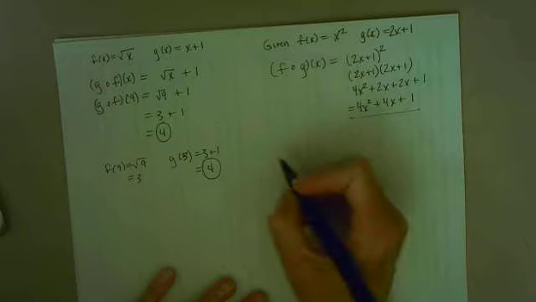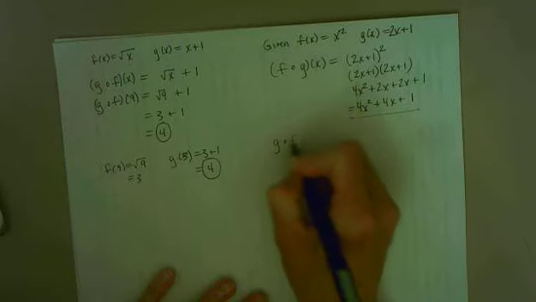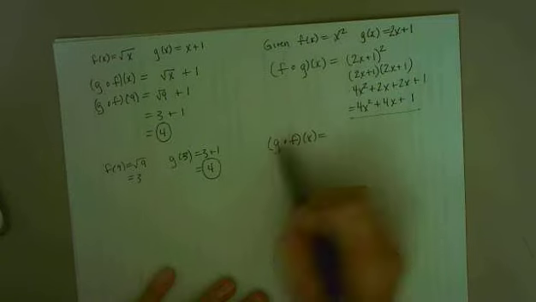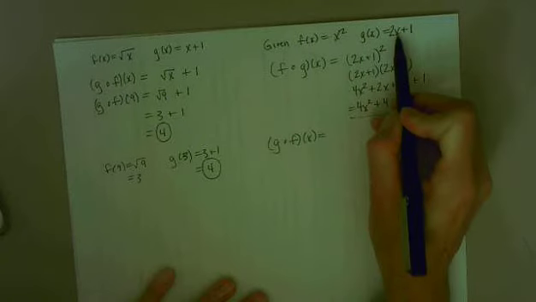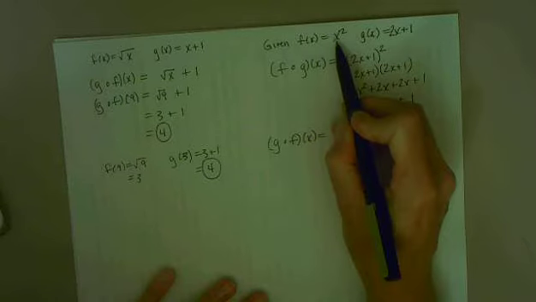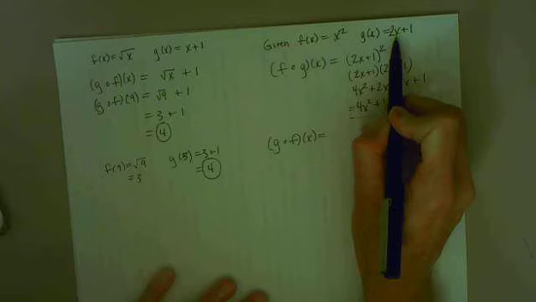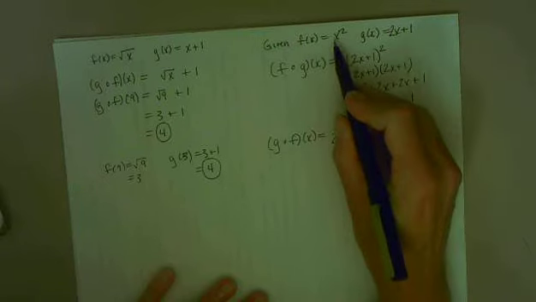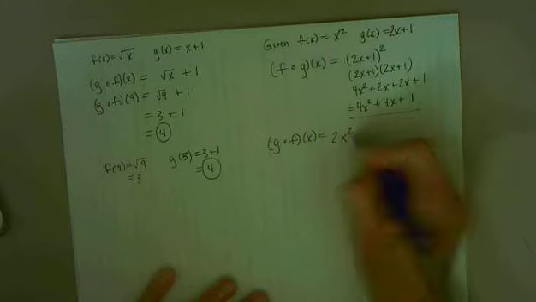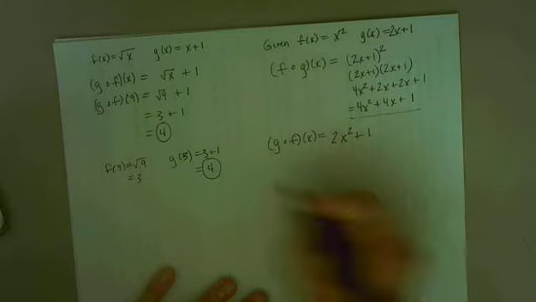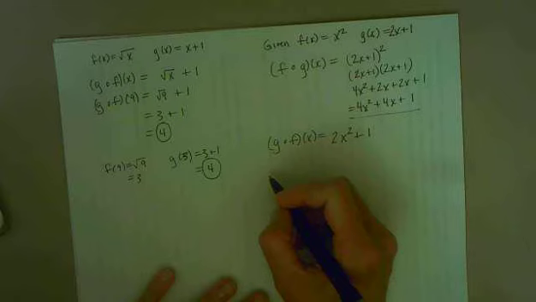Let's do g of f of x. So now I go to function g first, and instead of x, what do I plug in? f of x. So f of x is x squared, so I'm going to plug that in right here for this x. So I have 2, but then instead of x, I'm going to put f of x, which is x squared. And then I continue it, plus 1. Done. That's done.